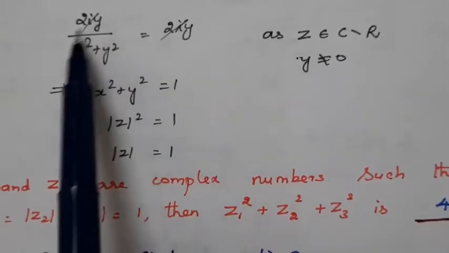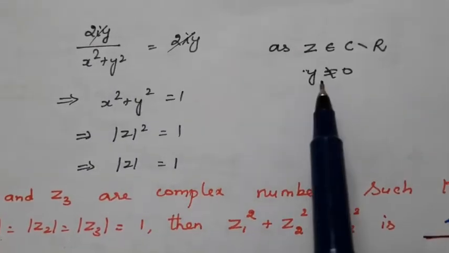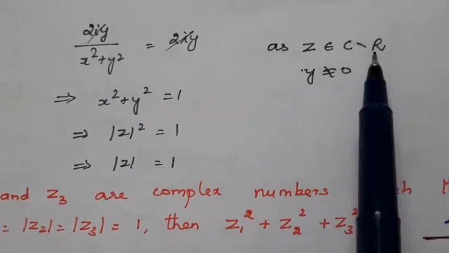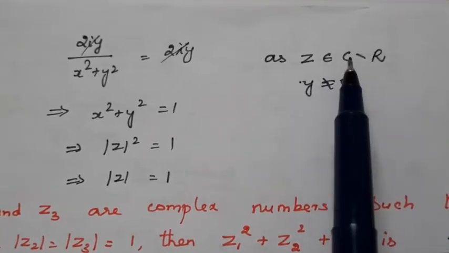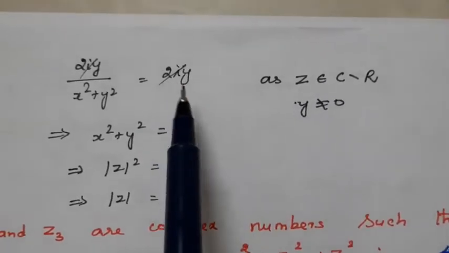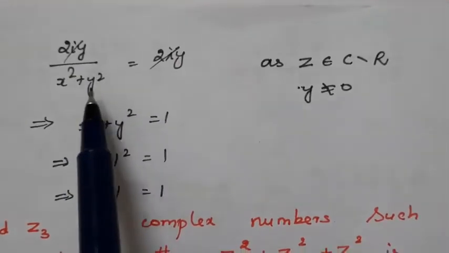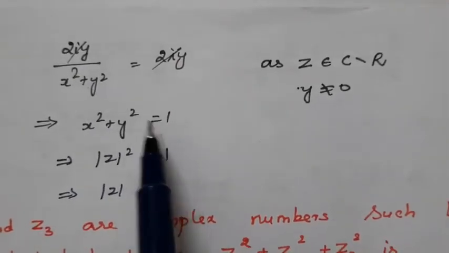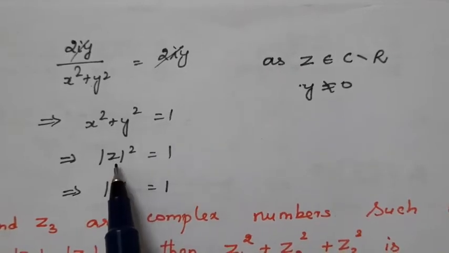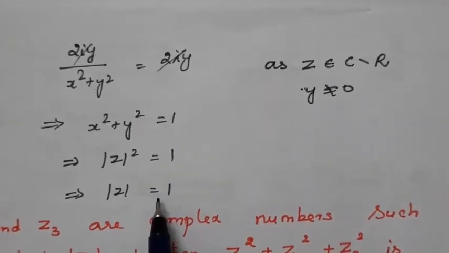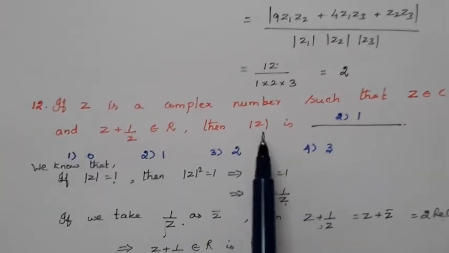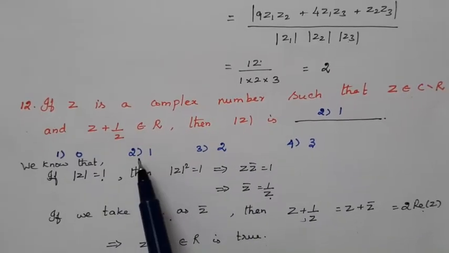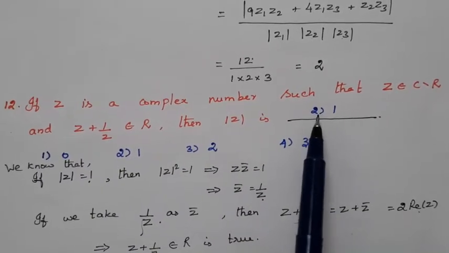That means we can divide by y, as y is not equal to 0. Z belongs to C minus R means it is not a purely real number. That means it will have an imaginary part. So y will not be equal to 0. That's why we have divided by y. And hence we have x square plus y square is equal to 1. What is x square plus y square? That is nothing but modulus of z square. So modulus of z is equal to 1. So this is a solid proof for this question. Okay. So which option suits the 12th one? Second option. That is, the answer is 1 and the option is 2.